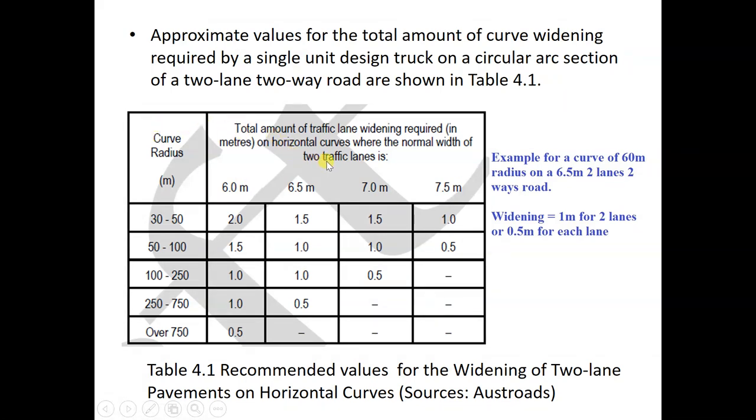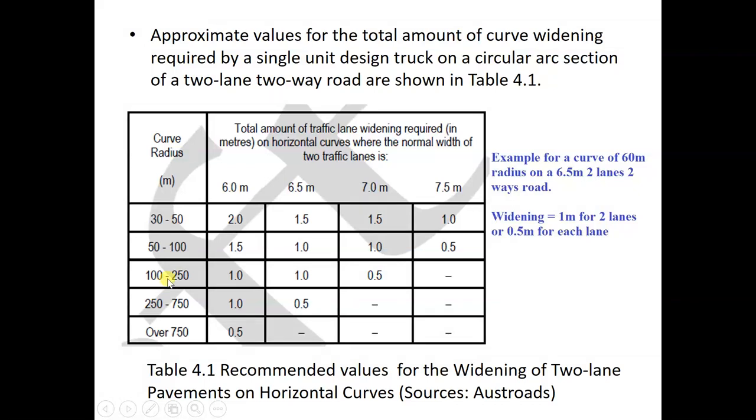Normally this one is for a two-lane two-way road, so 6 meters wide means each lane is 3 meters. 6.5 meters wide, each lane will be 3.25, 7 meters wide, each lane will be 3.5, and 7.5 will be 3.75. So for the widening, if it's a very slow speed, say 30 to 50 and 6 meters wide, you need to widen 2 meters, so each lane gets an additional 1 meter. The total width at the bend will become 8 meters, so each lane width will be 4 meters.